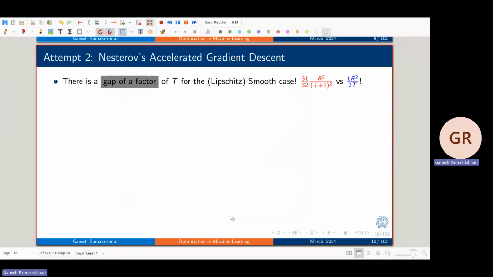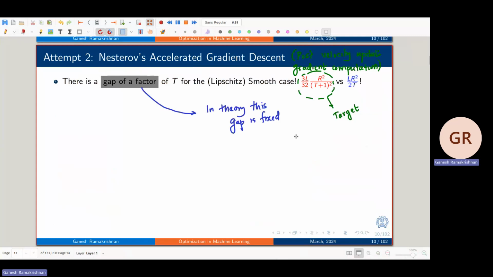Now Nesterov, how does that perform? Remember there was a gap factor of T for the Lipschitz smooth case. Can we exploit this or reduce this gap with Nesterov? In theory this gap is fixed, so can we do something? Post velocity update, gradient computation. This is our target. This is what we want to do, the one in red.